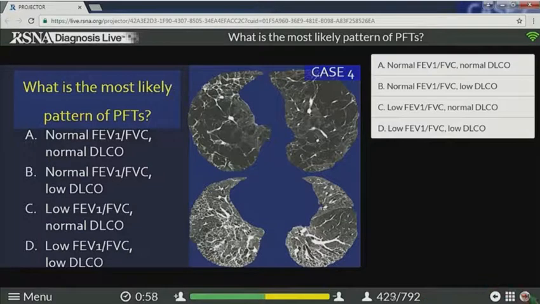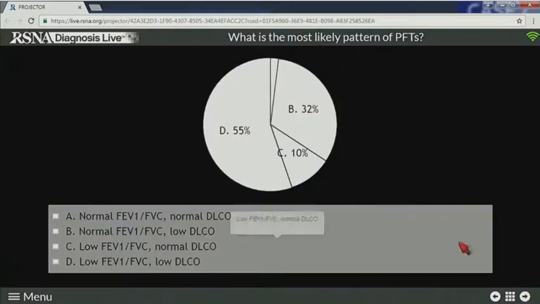Okay, just in about 5 more seconds here. I'm just very curious in the answer here, what people think about this case. Okay, let's take a look here.